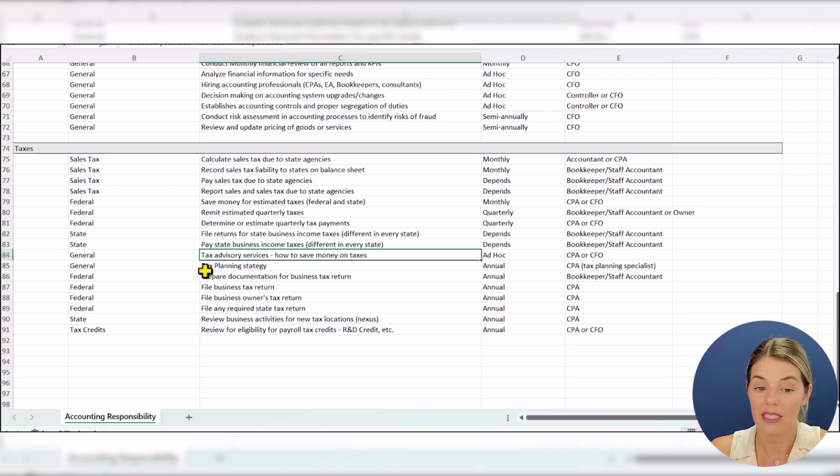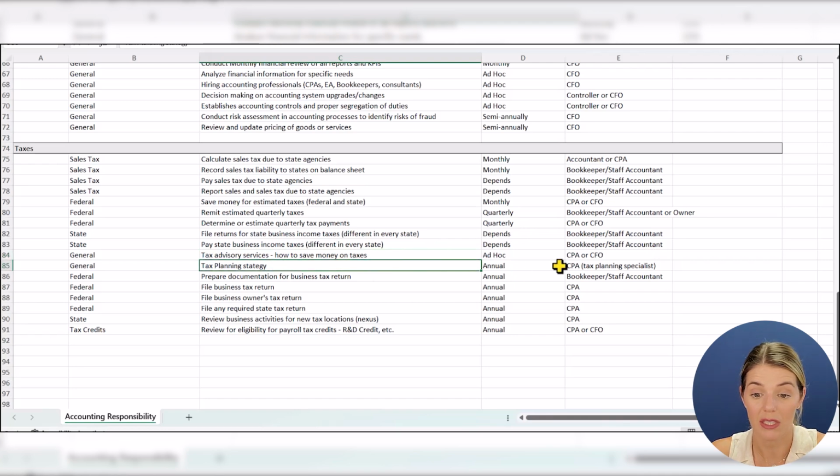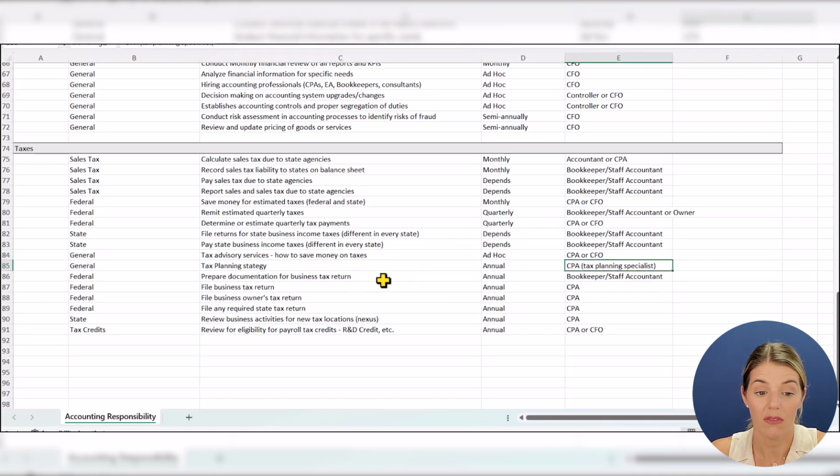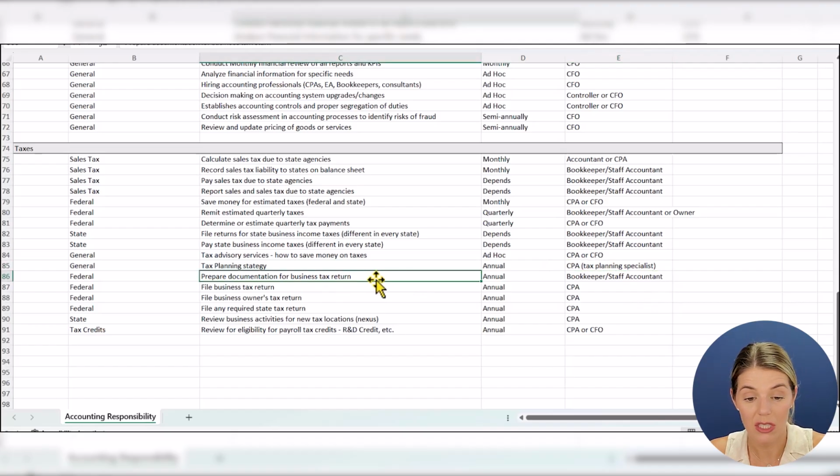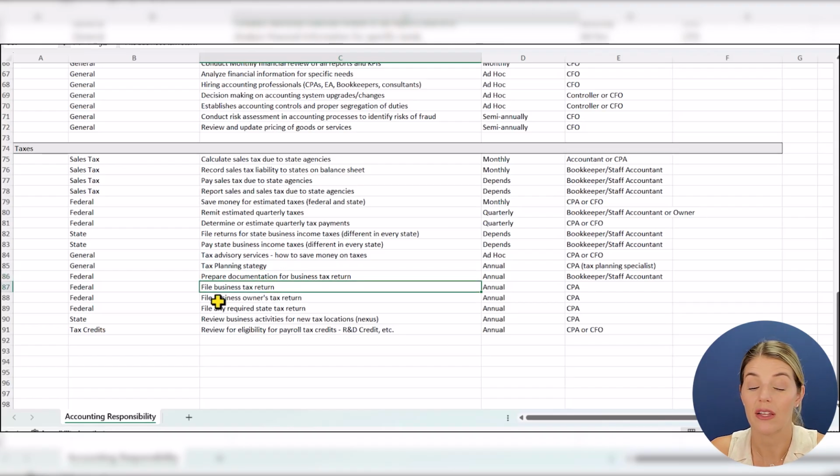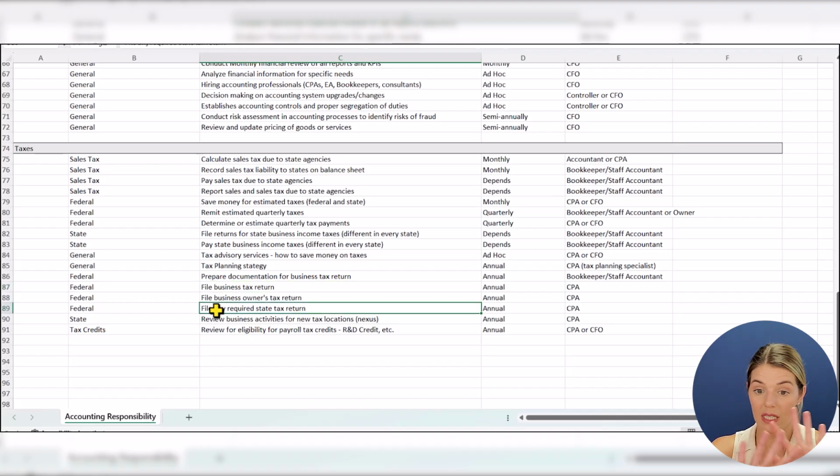We've got things like tax advisory services, like who's helping actually save on taxes. That can be a CPA or a CFO, and who's doing tax planning strategy. You can have who's preparing the documentation to get it all together for the business tax return, and then who's filing the business tax return, who's filing the business owner's tax return, because usually that's going to be two separate tax returns if you are a separate entity like a partnership or an S corporation or a corporation. Okay, so that's really high level.